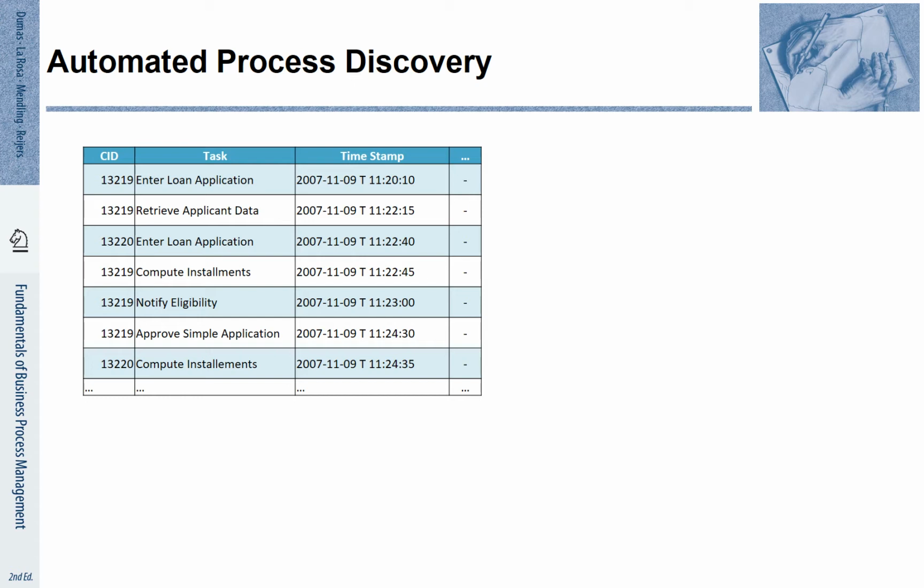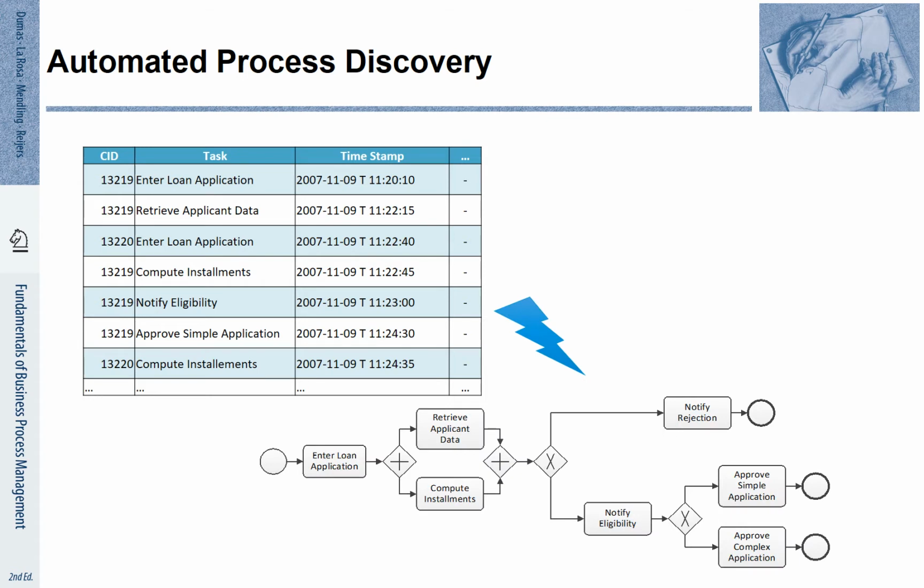We have already discussed that the input for this automated process discovery is an event log, as the one that you see here. You see that there is a case ID as a column on the left-hand side. We record the name of the task in the next column, and there is also a timestamp. The objective of automated process discovery is to find a process model that best describes this event log in a diagrammatic way.